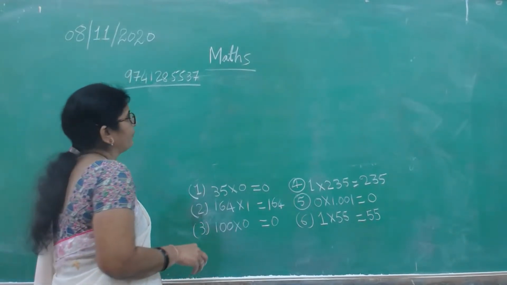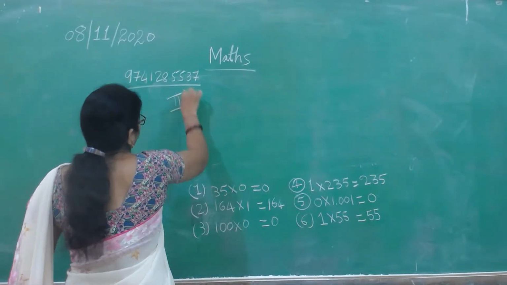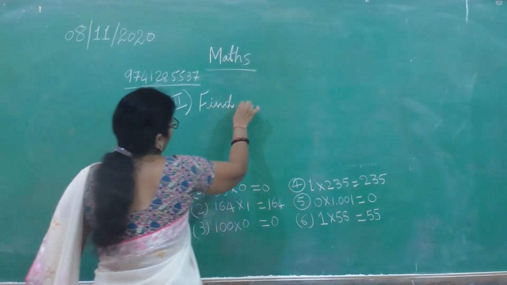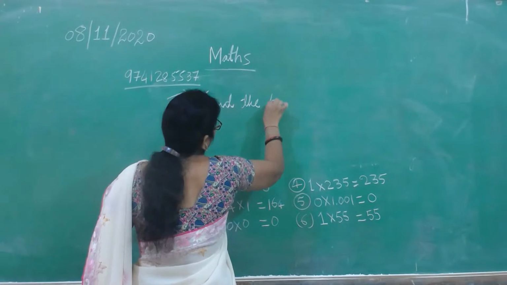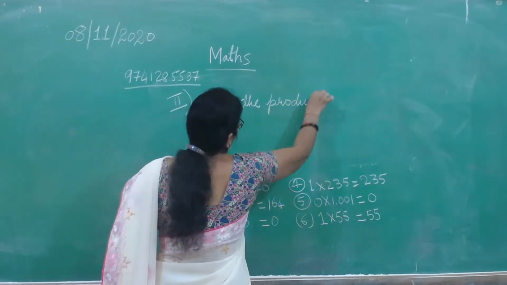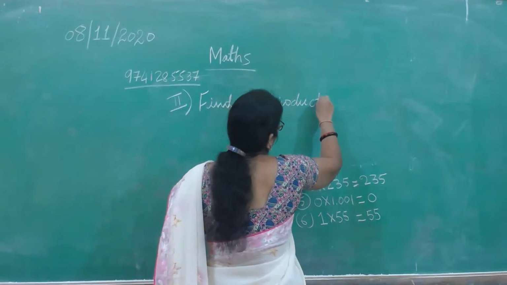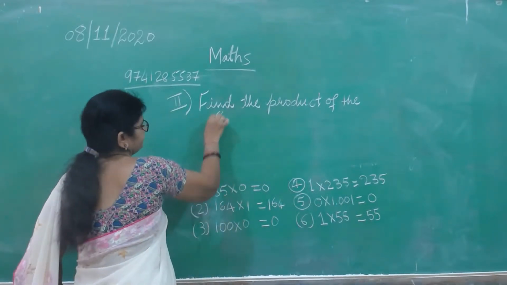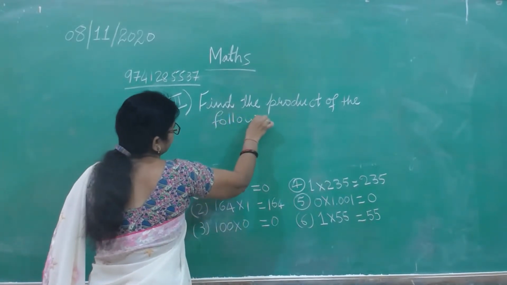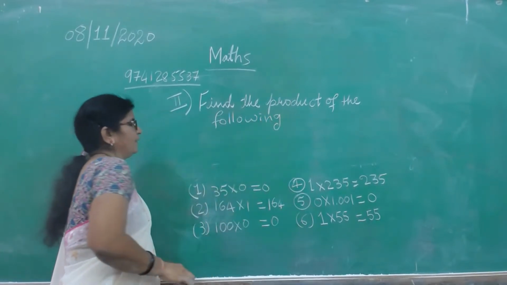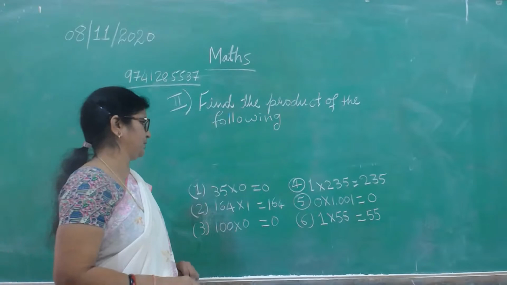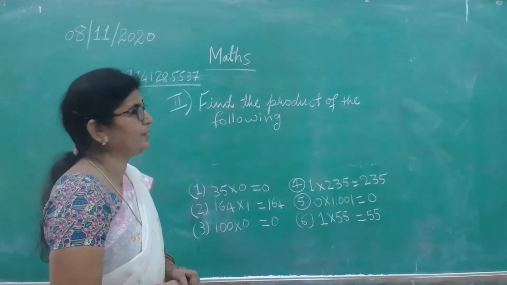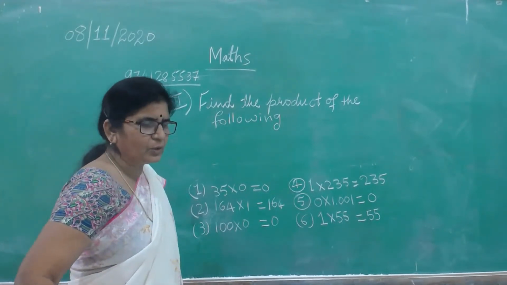Find the product of the following. Second, find the product of the following. This first bit is so easy. Easily you can write fast, but here in the second bit, you have to multiply 2-digit numbers.